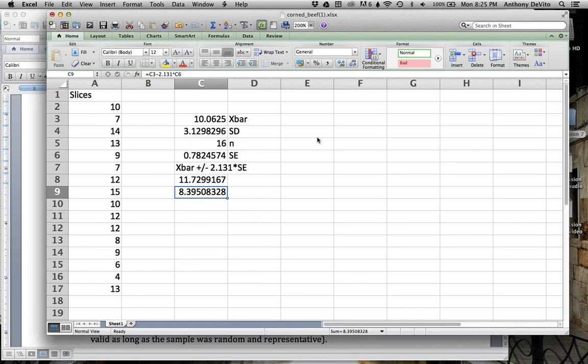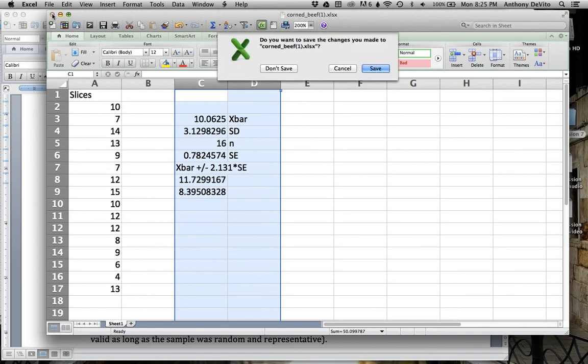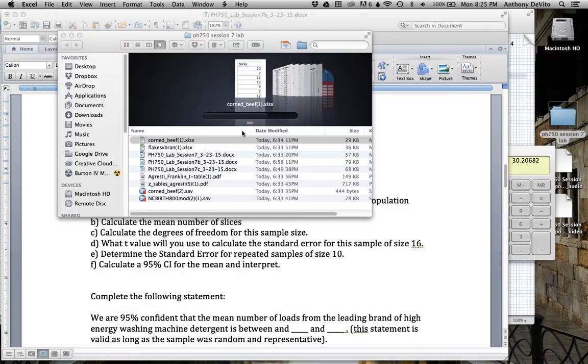In fact, if you imported this whole thing into Excel, into SPSS, and did this calculation, I'm going to do that right now. Don't save. Do I have this? Yeah, don't save. That's good. Don't save is good.